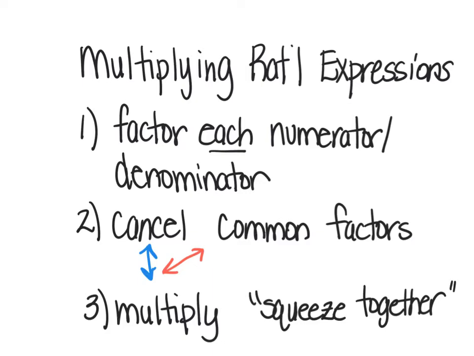So the first step is to factor each numerator and denominator. The second step is to cancel common factors. When you're canceling the common factors, you can cancel going vertically up and down in the same fraction, and then you can also cancel diagonally. You can cancel a numerator and a denominator from different fractions, but you can never cancel side to side. You can't cancel a numerator with a numerator and a denominator with a denominator. So vertically or diagonally is how you're going to cancel those common factors.